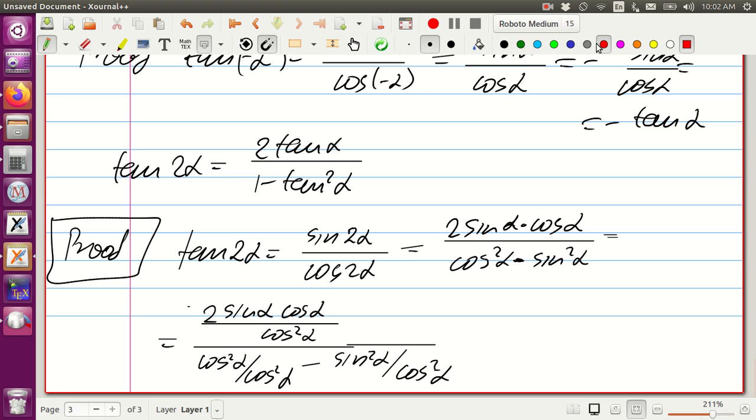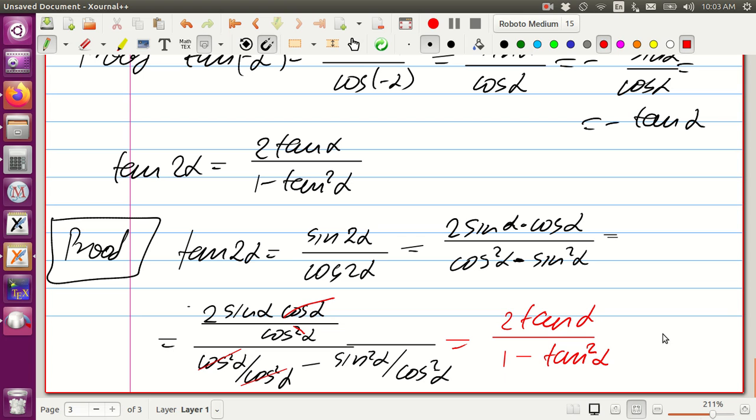So now we have to do smart cancellation. This goes away, this goes away. So we get 2 sine over cosine, which is 2 tangent of alpha. This one and this one go away, so we get 1. And sine squared over cosine squared is tangent squared. So we showed this part of the identity.